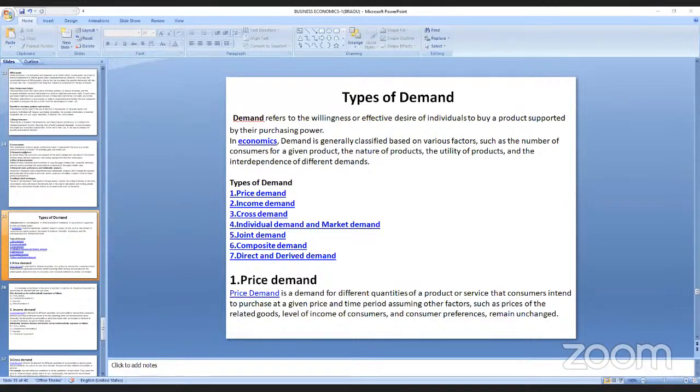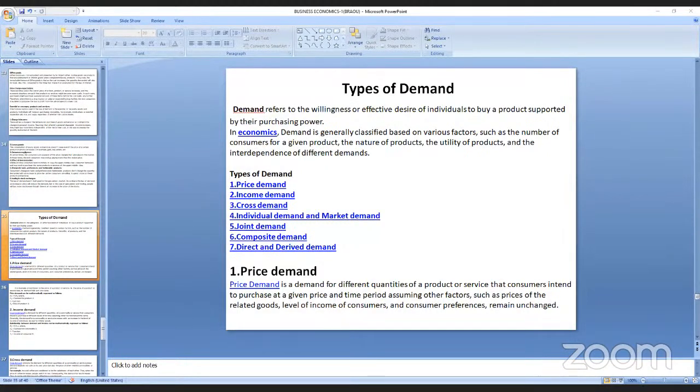So these are different quantities of a product or services that the consumer, the person who buys the goods, intends to purchase at a given price and time period. Meaning they'll say that before this time, the cost will be this much, and after this date, the price will increase. So the prices of related goods, the level of income of consumers, and consumer preferences remain unchanged. Okay?